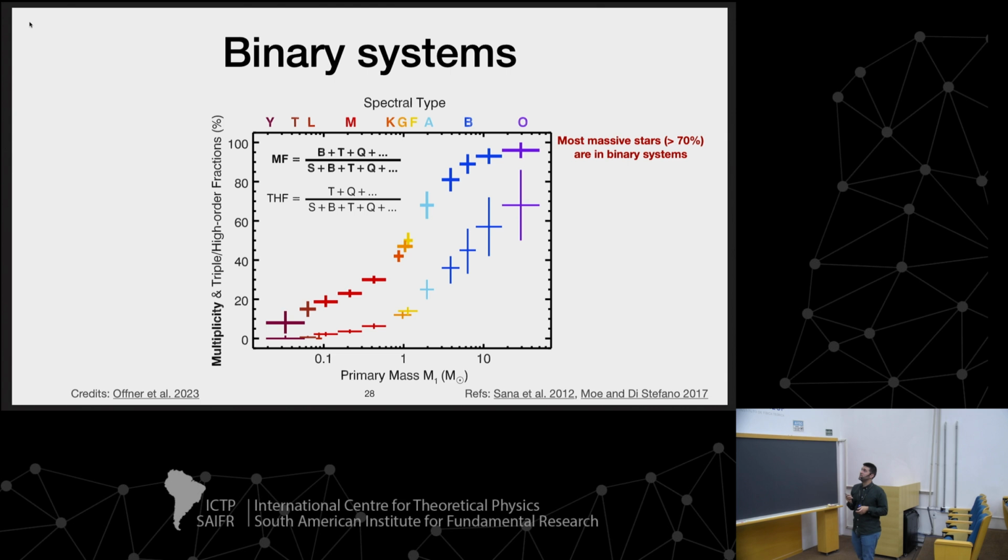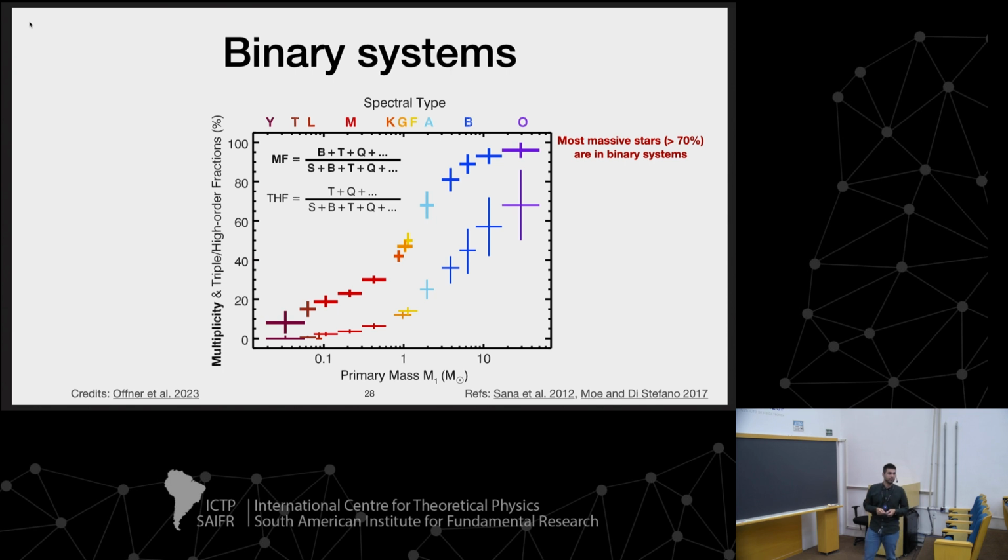The spectral type on the top gives you a suggestion of how massive the star is, and you see that B and O stars tend to have a high multiplicity. So from observation, we see that massive stars, which are those that are interesting for us because they produce black holes, tend to be in binary systems. So this is a good thing. A binary system is a good place to form and merge black holes.